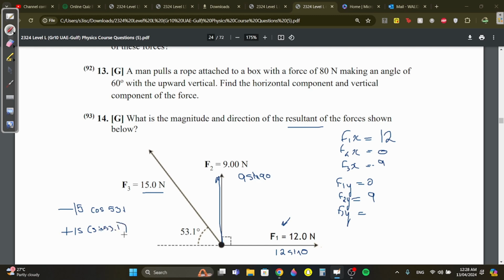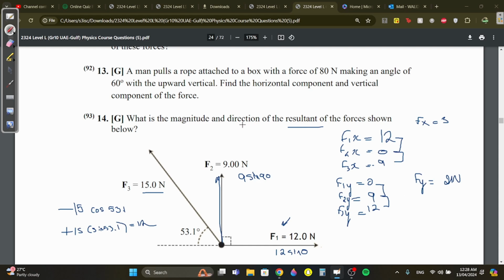And you get 15 sine 53.1. You get approximately 12. Let's just say 12. You have to add them up. The total Fx is going to be 12 plus 0 minus 9, which is 12 minus 9, which is 3. And the total Fy is going to be 0 plus 9 plus 12, which is 21 newtons.